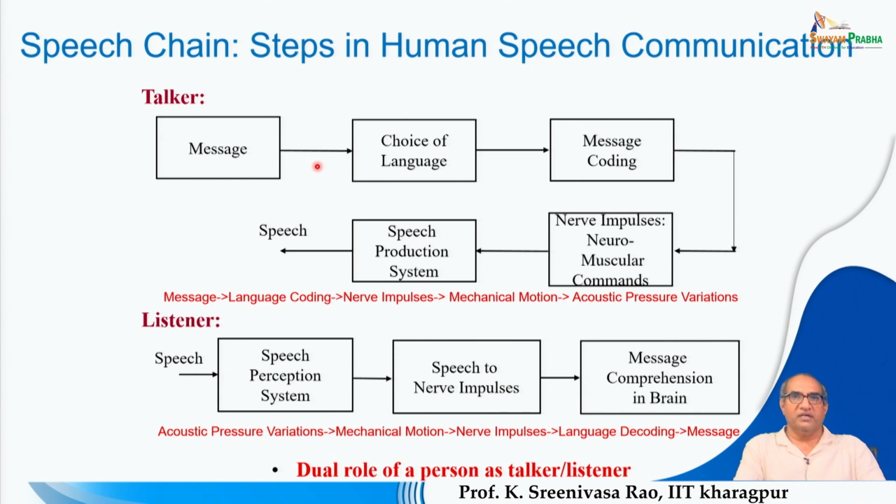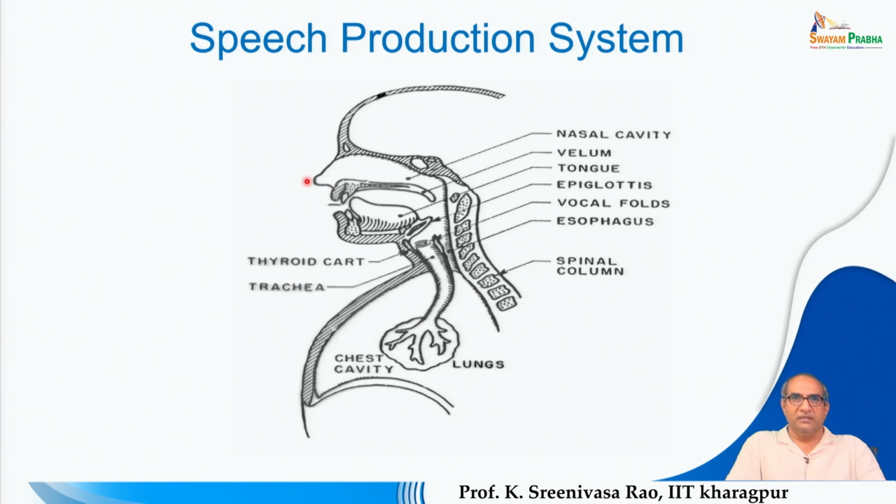Then articulators will be moved accordingly. Then the corresponding speech will be generated. From the listener perspective, it's just the reverse phenomenon. The speech will be captured by our hearing mechanism, and that hearing mechanism will convert the speech to nerve impulses, and these nerve impulses will reach the higher centers of the brain, where the message interpretation will take place. These things we discussed in the last class.